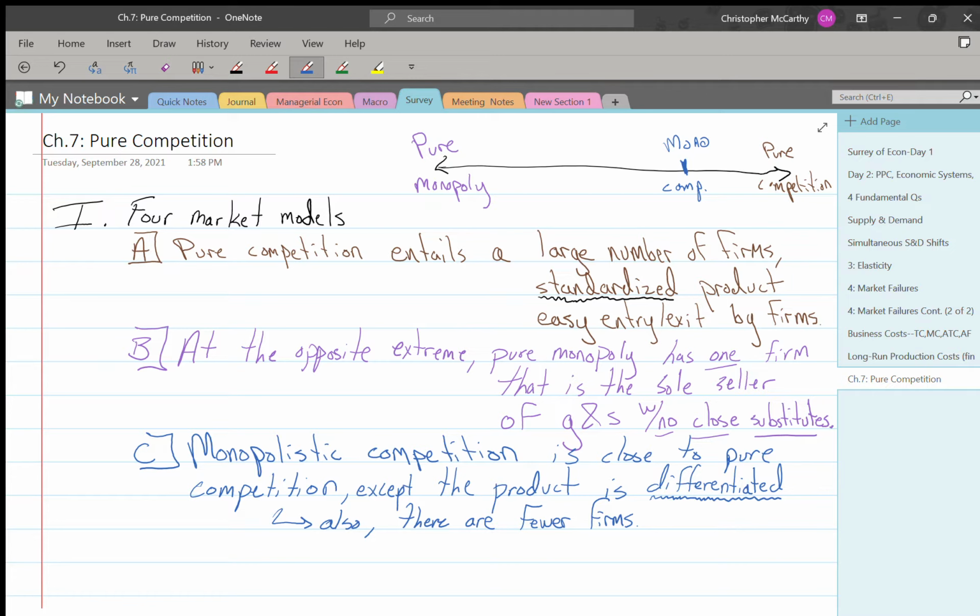So the last one that we have, after monopolistic competition and pure competition, the last one that's somewhere in the middle here, I would actually get it closer to pure monopoly. And this is an oligopoly.